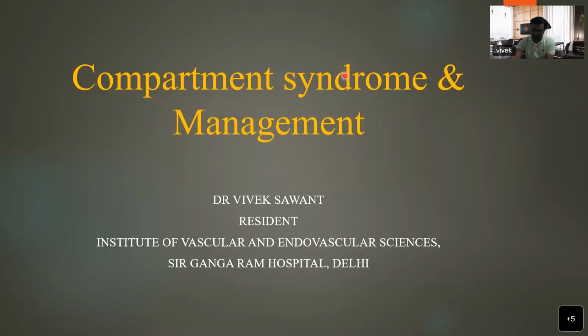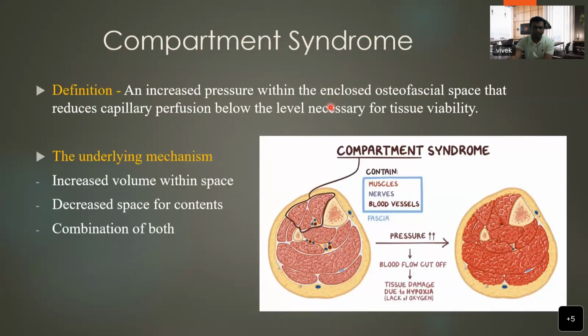So, compartment syndrome is defined as an increased pressure within the enclosed osteofascial space that reduces capillary perfusion below the level necessary for tissue viability. Basically, there is a pressure increase in a particular compartment within the unyielding fascia, which leads to compromise in tissue viability. The underlying mechanism includes increased volume within the space, decreased space for the contents, or a combination of both.